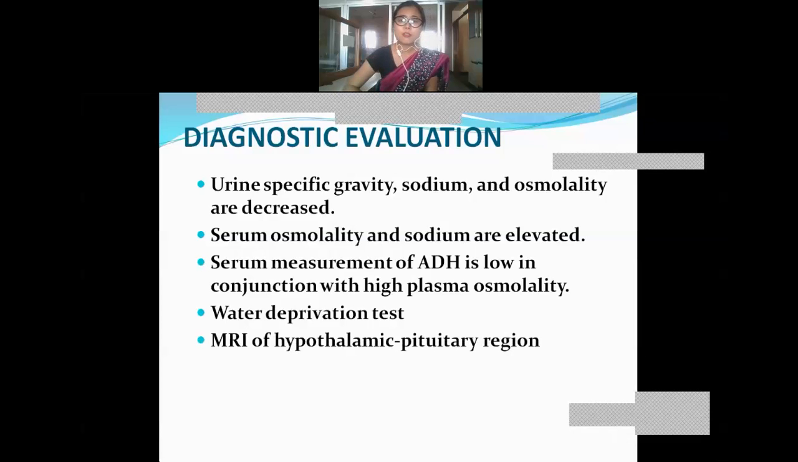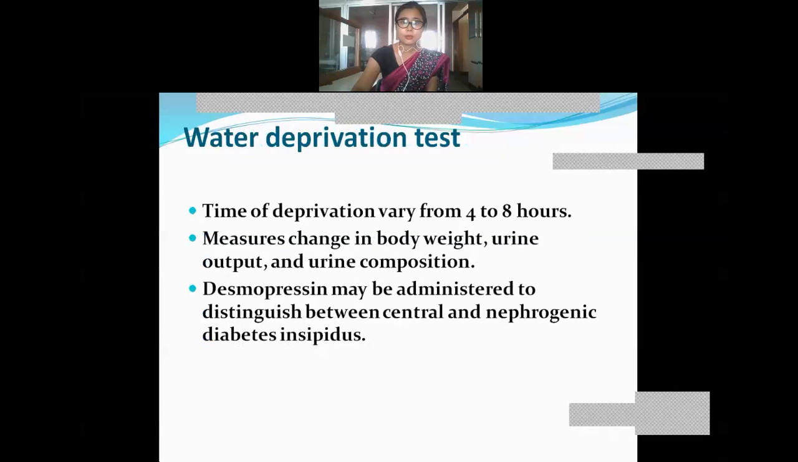An MRI of hypothalamic pituitary region. This is to find out if there is any injury to the brain, the pituitary gland, any lesion, tumor. To find out all those things, MRI is required. See, water deprivation test. Here I'm writing 4 to 8 hours. This is the minimum hours, but it can take up to 12 to 14 hours.